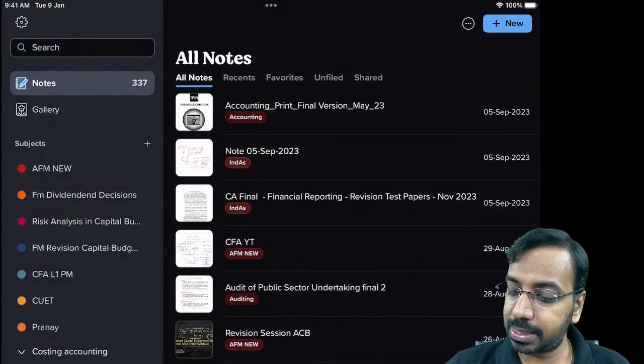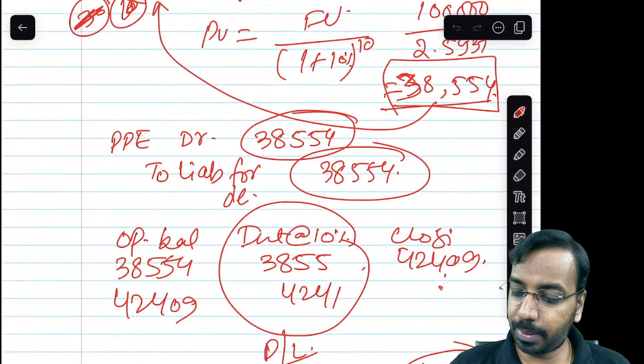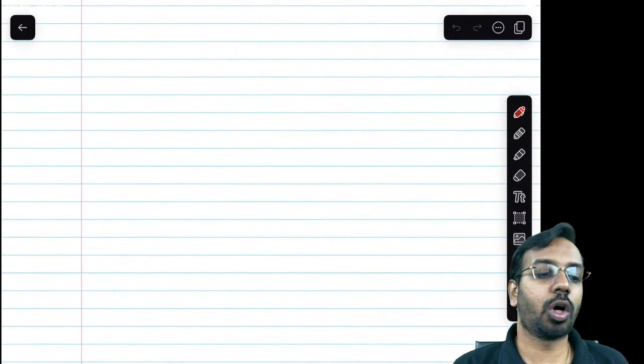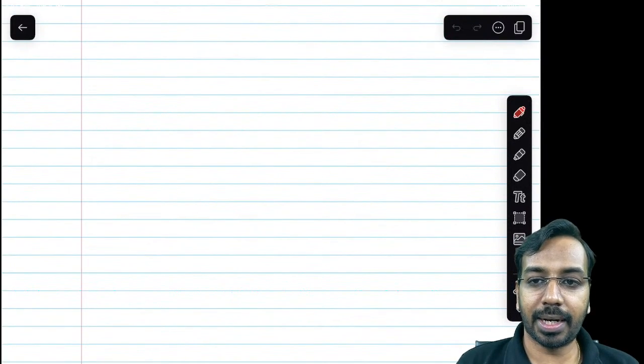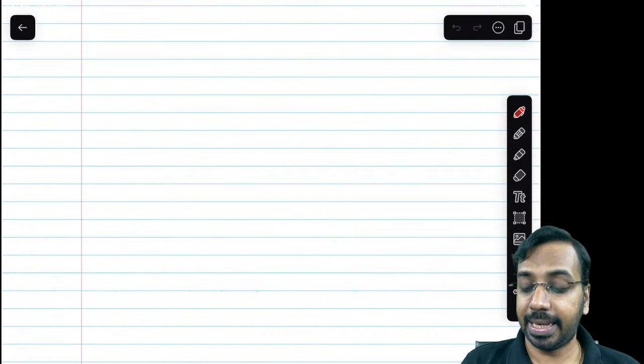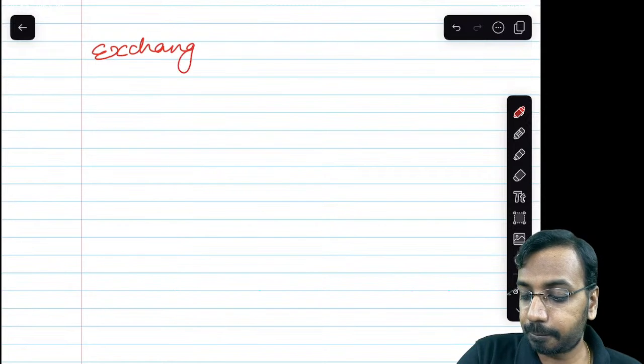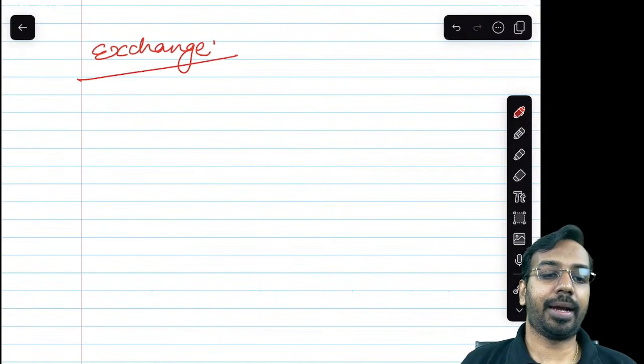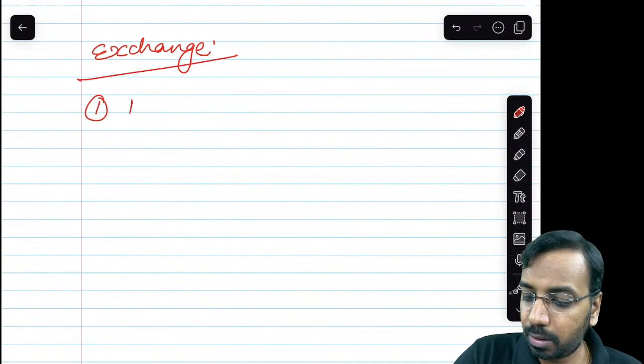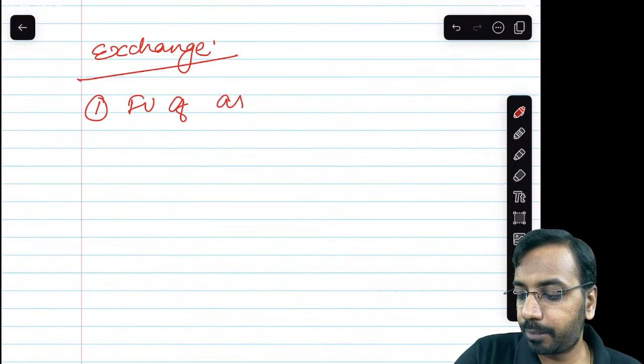Then sometimes what happens is, we get property, plant and equipment by exchanging non-monetary assets. Now if there is an exchange transaction, how do we account for it? Always check the fair value of the asset given.